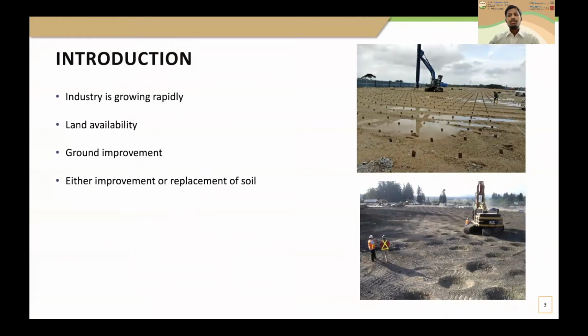When it comes to the construction industry, it grows very rapidly. Since Sri Lanka is a small country in area, every small area is very important. There are so many abandoned lands in Sri Lanka due to weak soil. Due to that, ground improvement is required in order to make use of that land. Therefore, improvement or replacement of soil should be done.